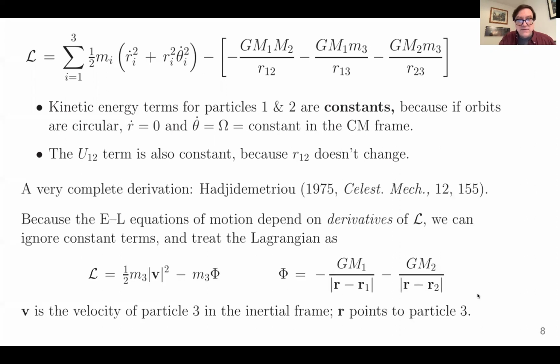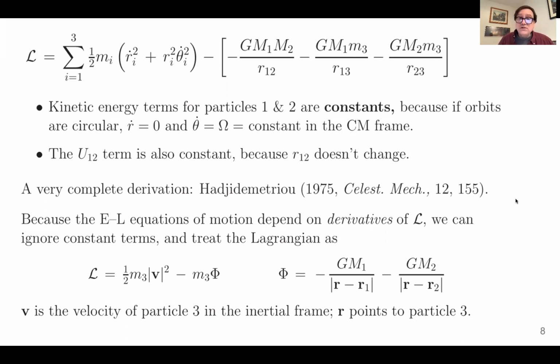And you can follow this up if you really want to see the detailed derivation. There's this very detailed paper by Haji Dimitriou from 1975. I'll put a link to it in the description. But the reason we're focusing on these constant terms in the Lagrangian is because those are essentially ignorable.